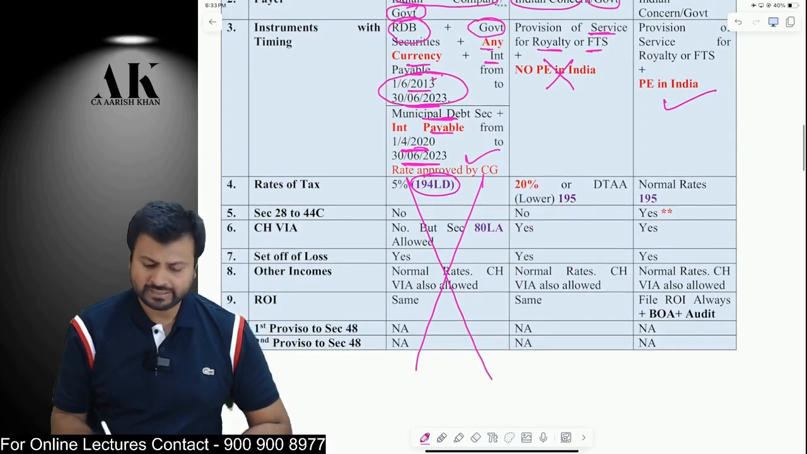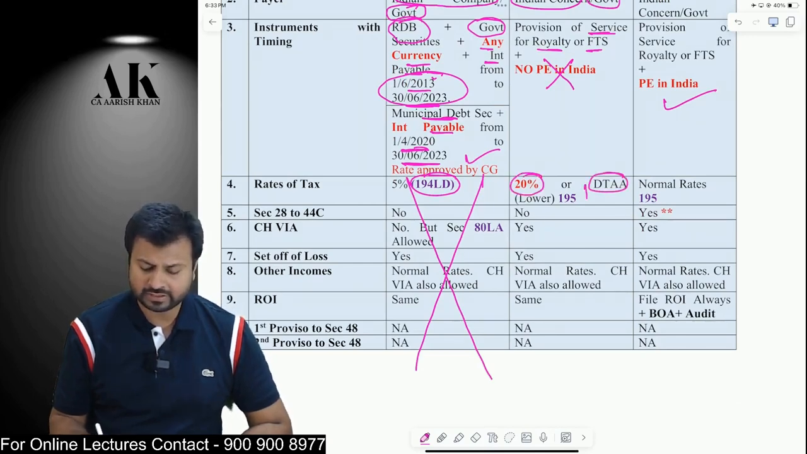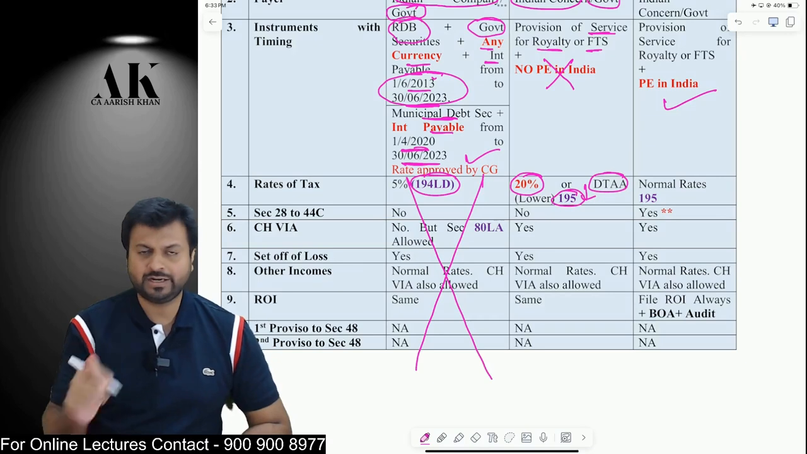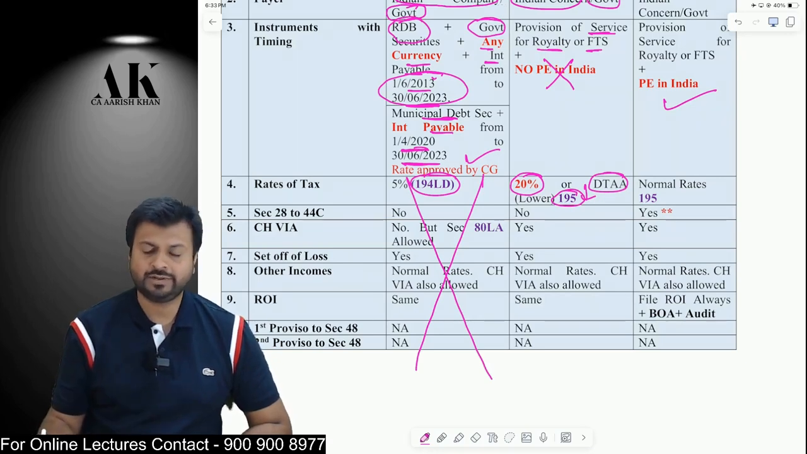In 115A, the tax rate was changed by the Finance Act 2023. Earlier, it was 10% or DTAA, whichever is lower. Now, it is 20% or DTAA, whichever is lower, and TDS will be deducted under 195.